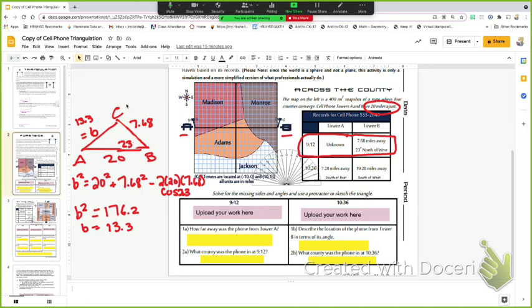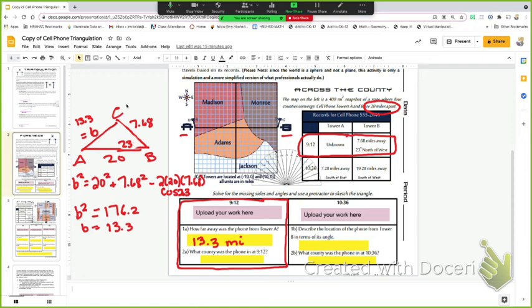Okay, so if you look down below, your answer goes in the boxes down below. Right here at 9/12, how far away was it from cell phone tower A? 13.3 miles. Okay, now what county was it in? That's where our drawing has to be to scale.